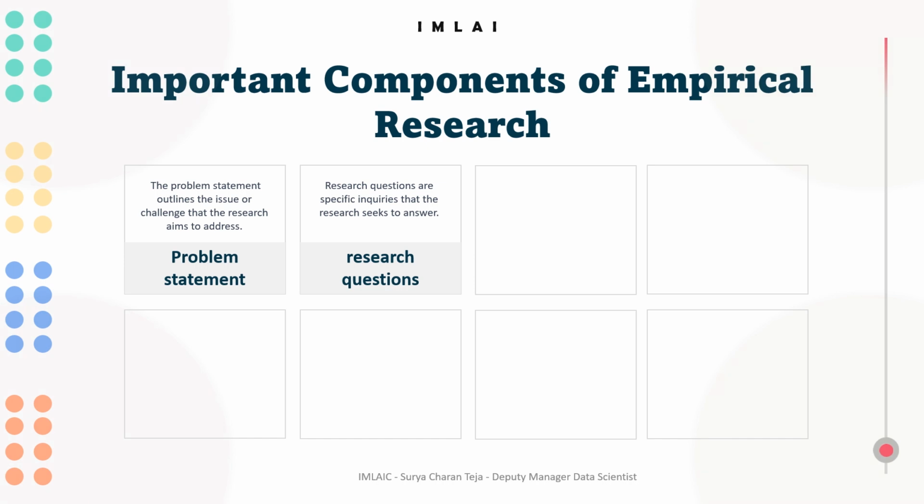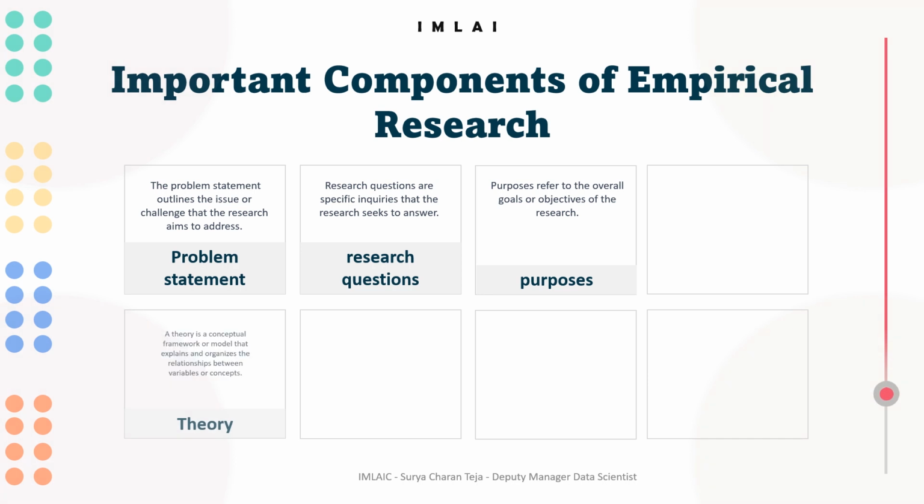Then research questions. What are research questions? Research questions are specific inquiries that the research seeks to answer. They articulate what the researcher wants to know or understand through the research. Research questions guide the entire research process and help focus the study. Then we have the purposes. Purposes refer to the overall goals or objectives of the research. They provide a broad statement of what the research aims to achieve or accomplish and how it contributes to the existing knowledge or addresses the problem statement.